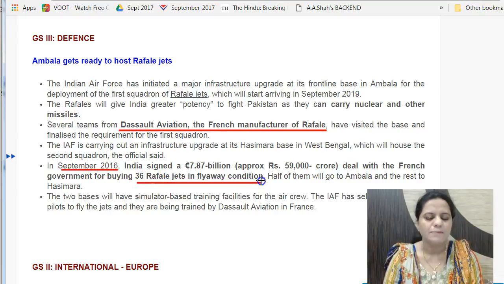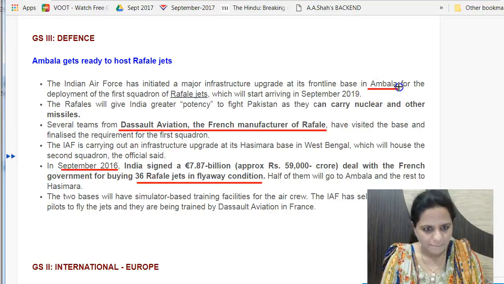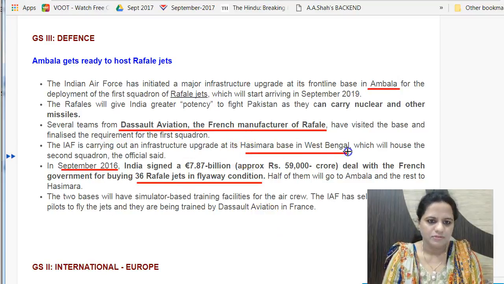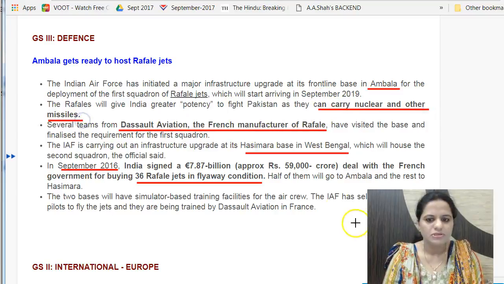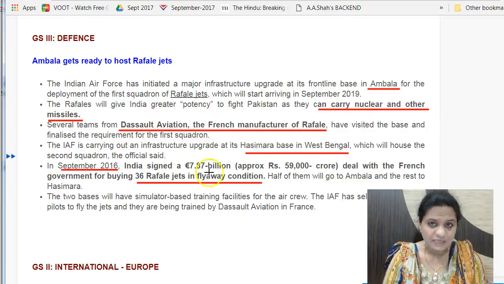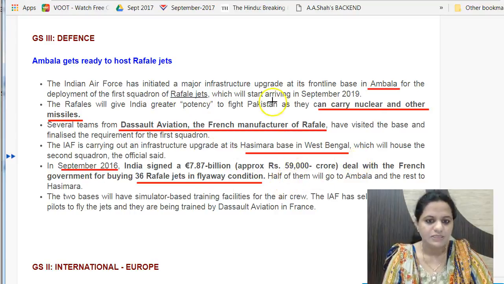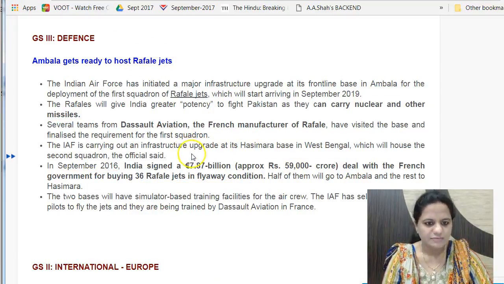So this deal is now being put into effect, and two bases will be developed where these Rafale jets would be deployed: one is the frontline base in Ambala and another is the Hasimara base in West Bengal. Infrastructure has been upgraded there. The Rafale fighter jets would also be carrying nuclear and other missiles, which is significant. They increase the potency of India to fight Pakistan, and the Ambala base is close to the border. So this is regarding Ambala getting ready to host Rafale jets.